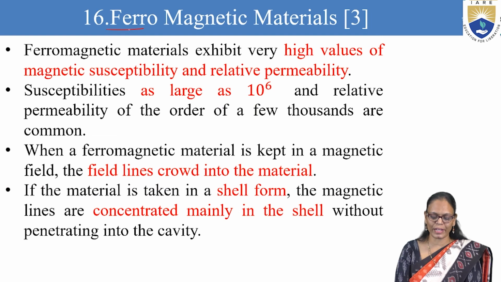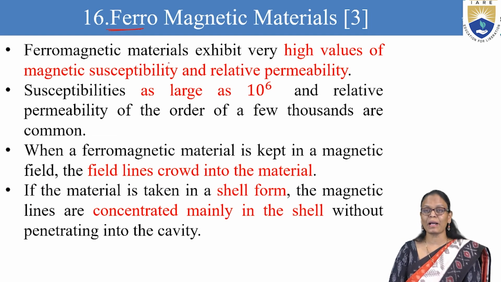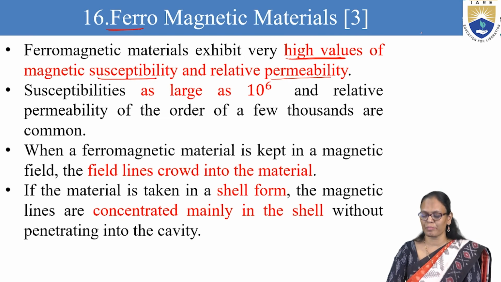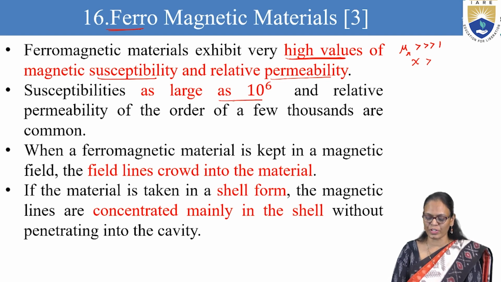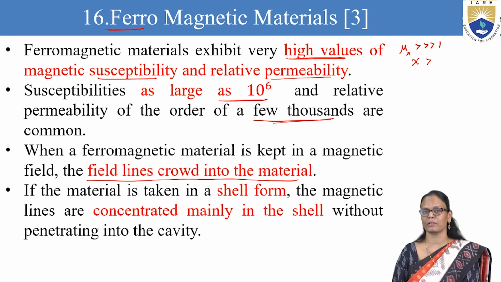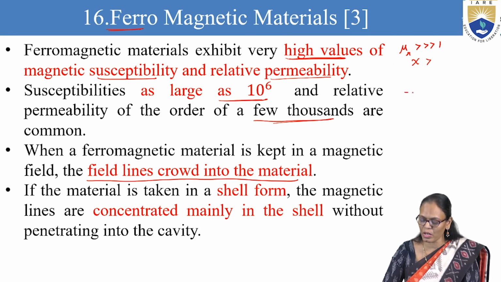Now coming to ferromagnetic materials. Ferromagnetic materials exhibit high values of susceptibility and permeability. Their relative permeability is very high, of the order of thousands, and the value of chi is also very high. Susceptibilities are of the order of 10 power 6. And relative permeabilities are of the order of few thousands. And when a ferromagnetic material is kept in a magnetic field, the field lines will crowd into the material. Means they exhibit strong attraction.